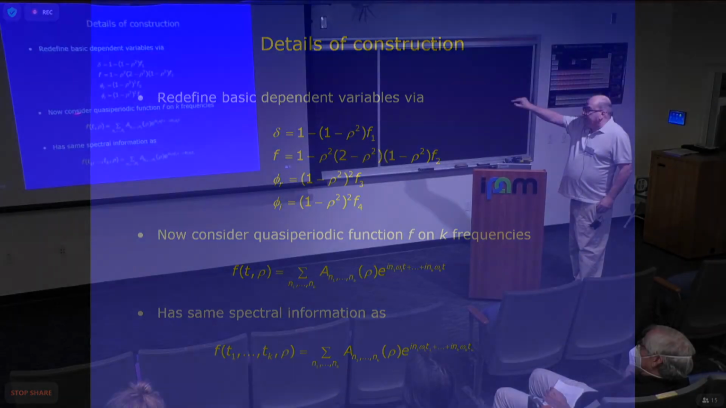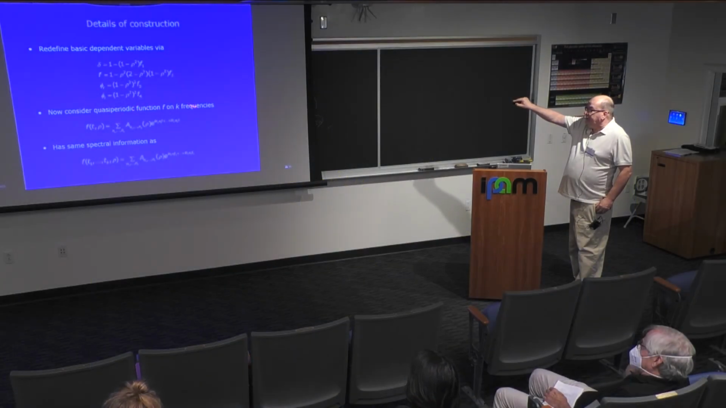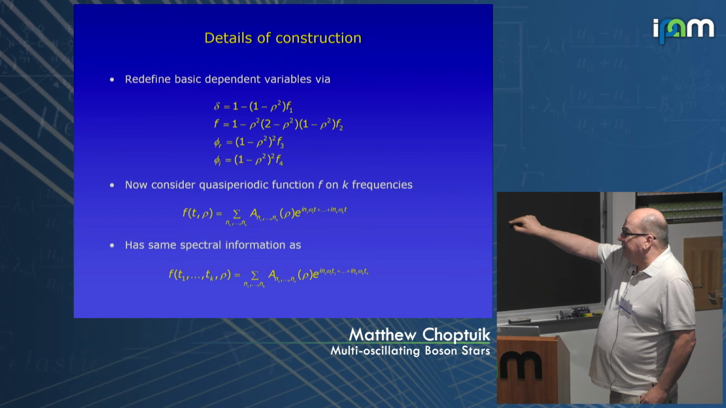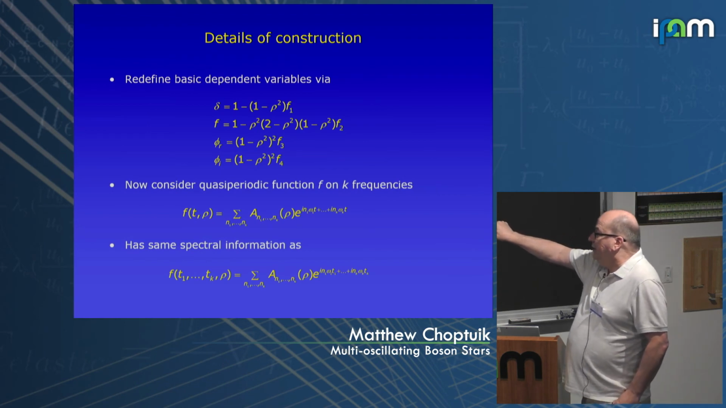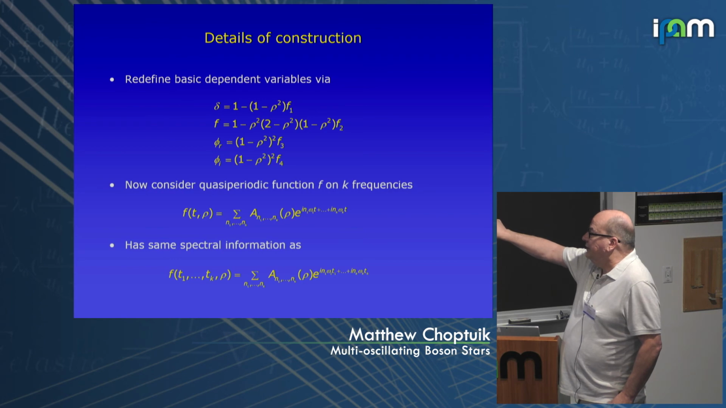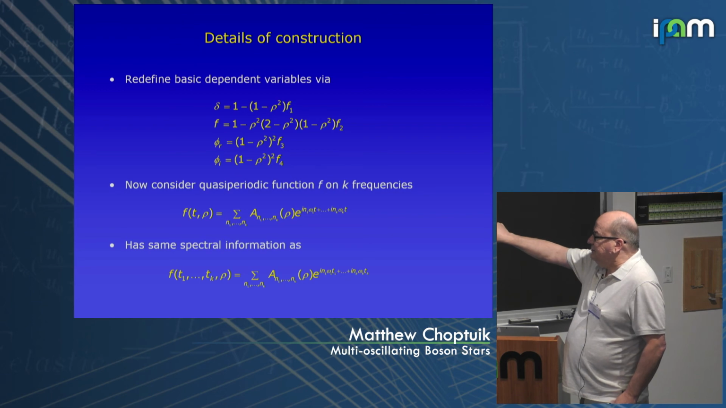And now let's consider a quasi-periodic function on k frequencies. We can write this function on k frequencies as A with k subscripts as a function of rho, e to the i k1 omega 1 t, etc., down to i k_k omega k times t, which has the same spectral information as a function that we introduced, which has k time variables, as shown here.